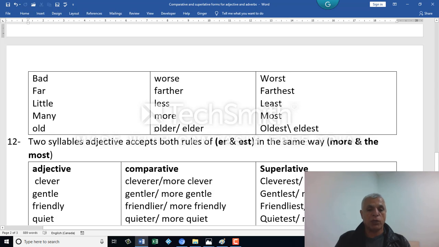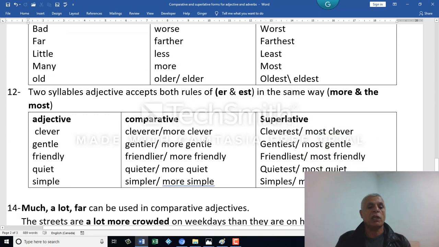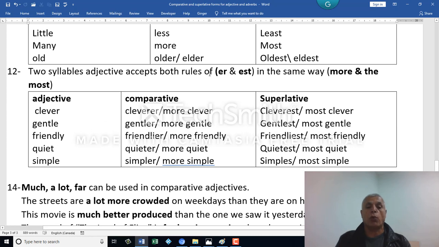Old, we have two options. You could say older or elder, oldest, eldest. When we have a two-syllable adjective, it accepts both rules of adding er when comparative and est when superlative. In the same way, we could add more and also the most. We add more when comparative, then for superlative, we add the most. For example, we have clever, we say cleverer, and then more clever, then we say cleverest or most clever.